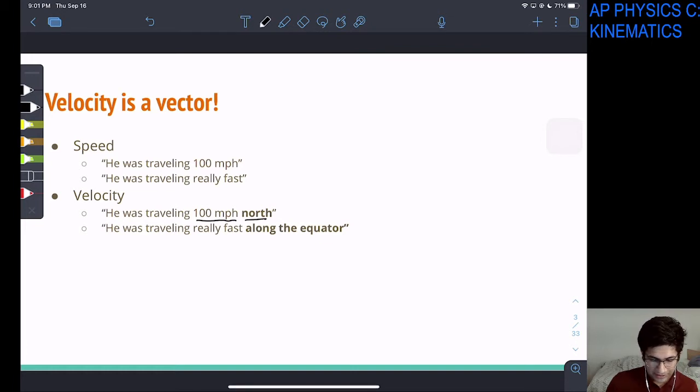Another example: if you say he's traveling really fast, you're saying that this person has high speed. It doesn't tell you where the person's going, but we know the magnitude of the velocity, or the speed, is really fast. So I'm just going to write down: speed is going to be the magnitude of velocity. So far, so good?